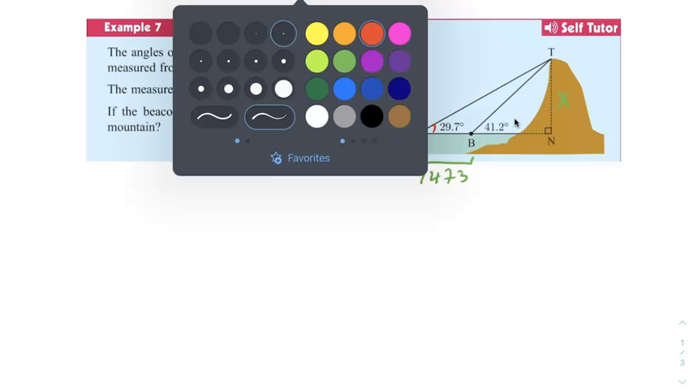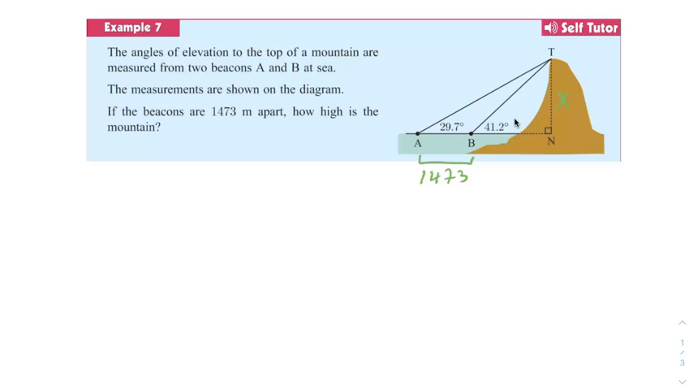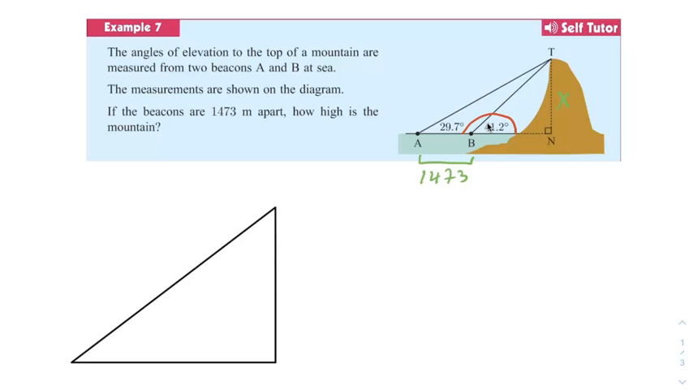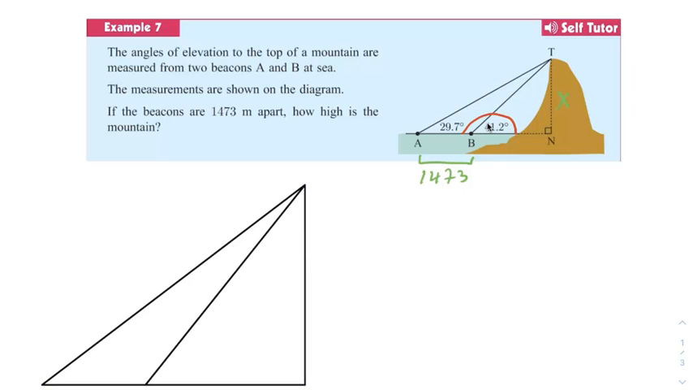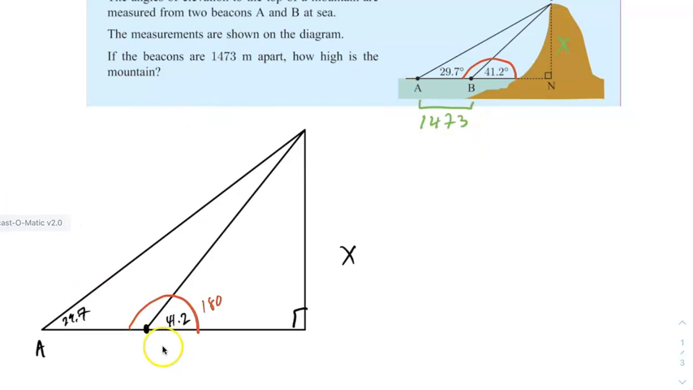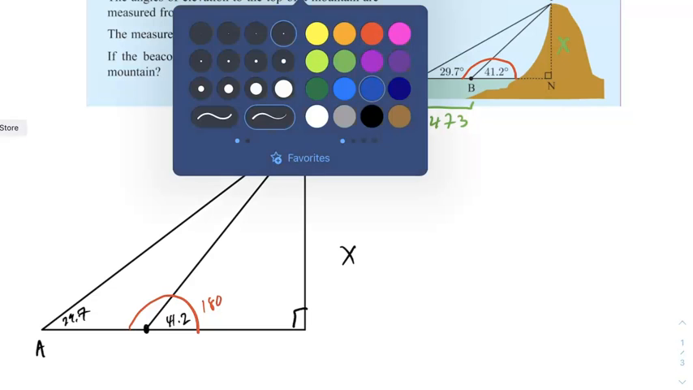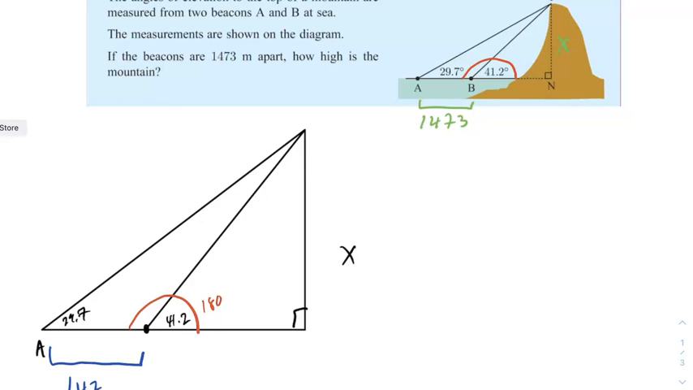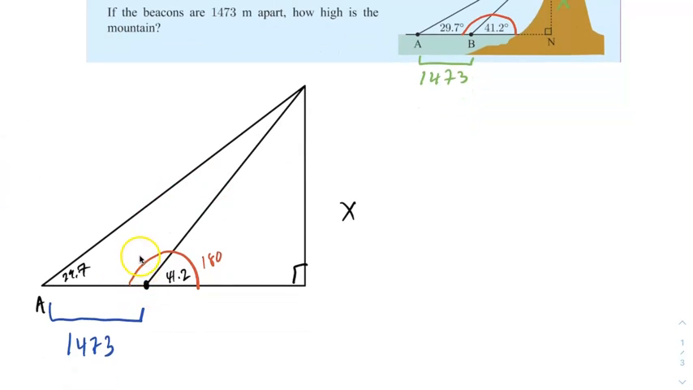Here's the key though. Right here is the key to this problem. That is a straight line, so that is 180. So let me draw this triangle bigger. Let me repurpose this triangle. Then we have something like this. So this is A, which is 29.7. This is 41.2, and this is a right angle. I'm looking for this. The key to this problem is right here, like I said earlier. This is a straight line, 180. So if I do 180 minus 41.2, I get this angle right here. By the way, this also equals from here to here, specifically 1,473. Finding this angle is going to help unlock this whole problem.